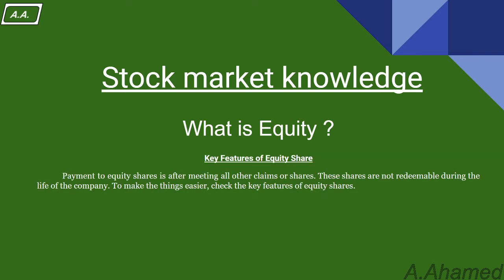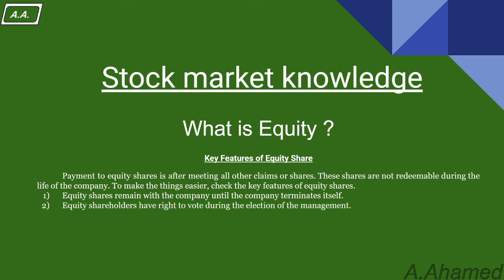Key features of equity share. Payment to equity shares is after meeting all other claims or shares. These shares are not redeemable during the life of the company. To make things easier, check the key features of equity shares. Equity shares remain with the company until the company terminates itself. Equity shareholders have the right to vote during the election of the management. The shareholders have a residual claim on the company's assets.